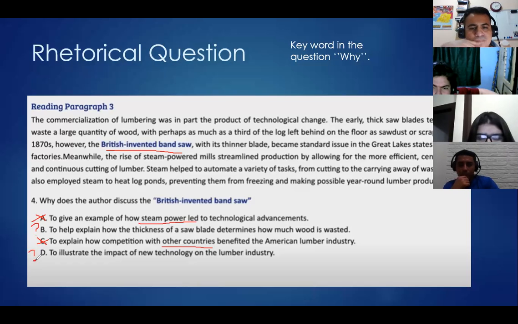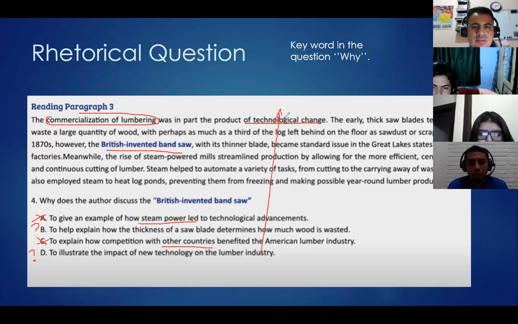I think it's D because that is actually what is mentioned at the very beginning of the paragraph. Commercialization of lumber was part of the technological change. Okay, yeah, very good. And B is only mentioned once in the whole thing, and then it's forgotten for other technological stuff. That's a very good point.